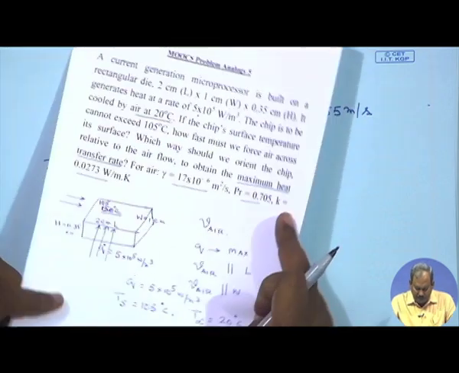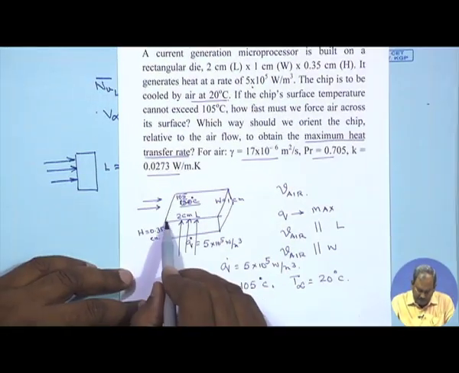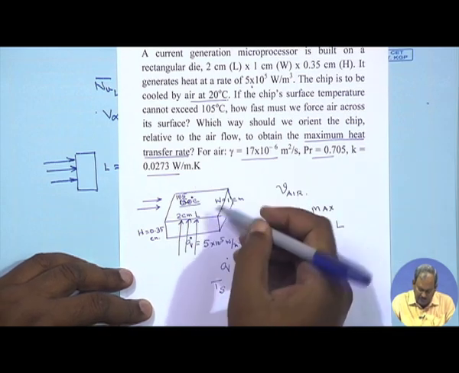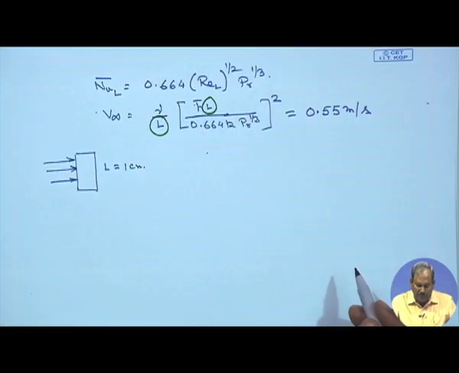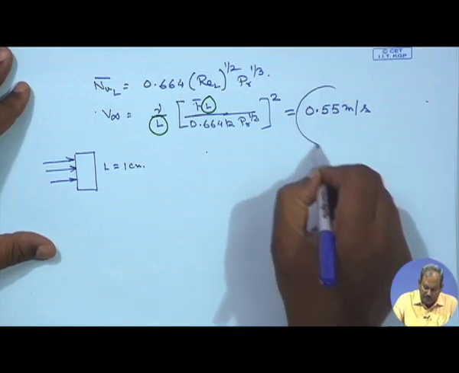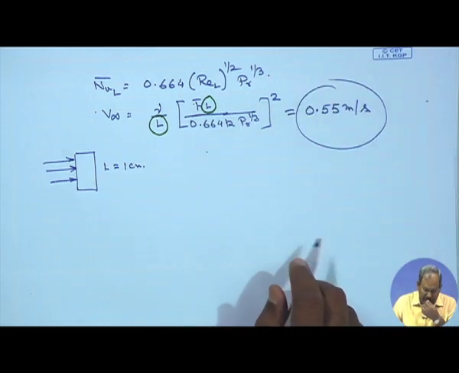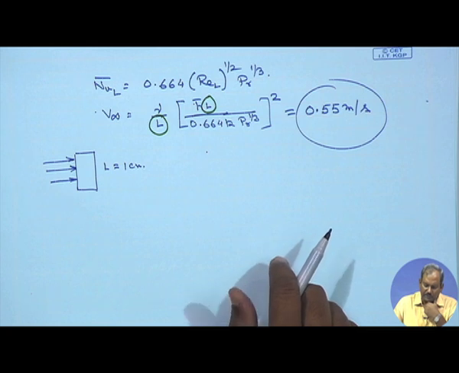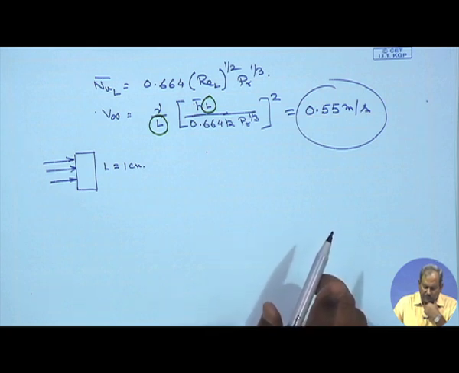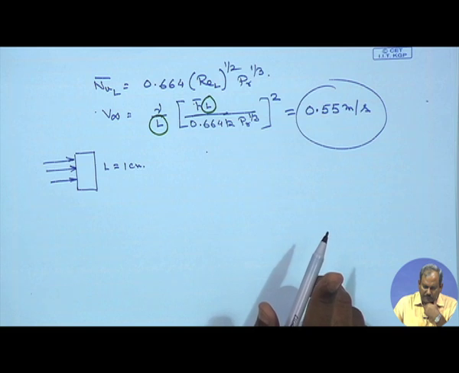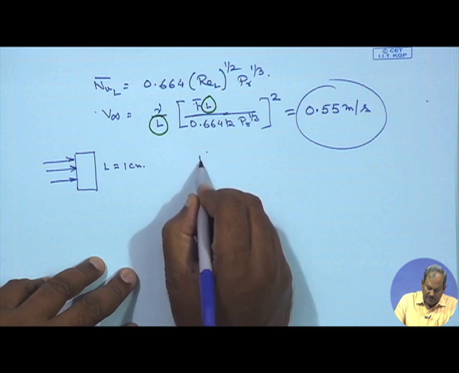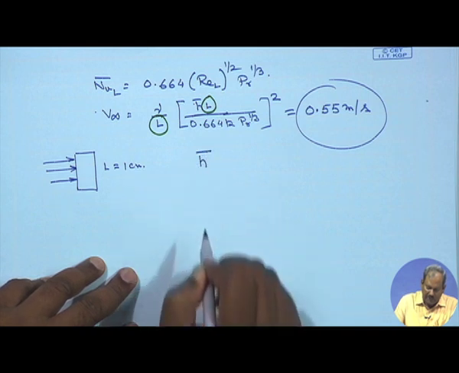So, as you have seen in this case, this is 2 centimeter and this is 1 centimeter. So, you want to have the flow in this direction. So, the corresponding length scale would be equal to 1 centimeter, and when you do that, you are going to find out the value of the air velocity required for this case is 0.55 meter per second. One more point, and then we would stop any further discussion on this, is we are calculating the value of H bar.